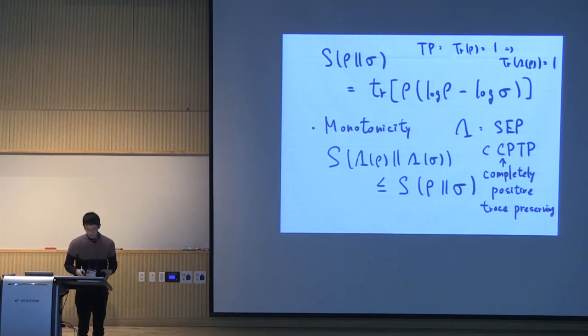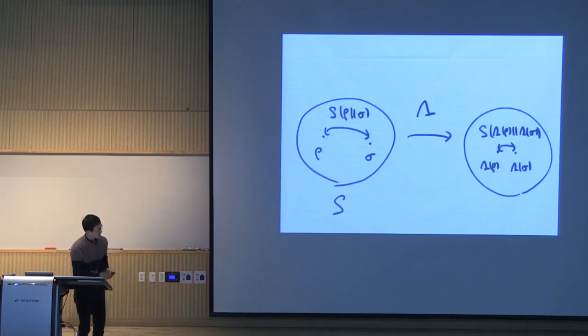And under such a general operation, CPTP, the relative entropy is known to decrease. Intuitively, we have a space of quantum states, and we compare the distance between two states, rho and sigma. After any quantum operation, the distance between them always decreases. And I will give you some more intuitive interpretation of this monotonicity later, when I talk about the relative entropy in quantum field theory.